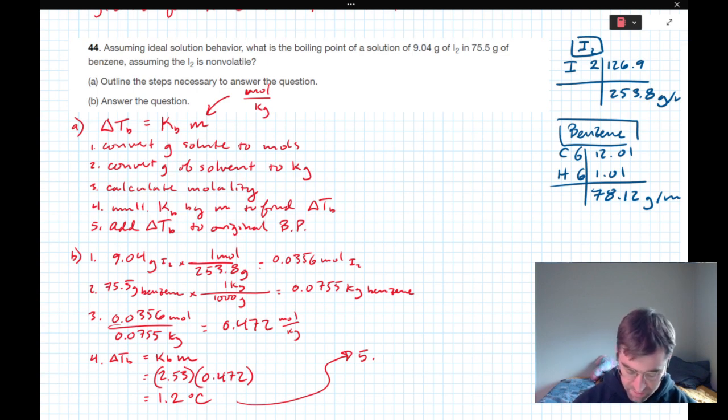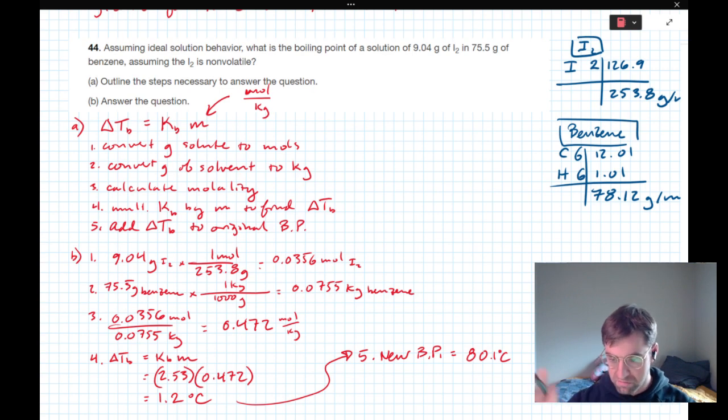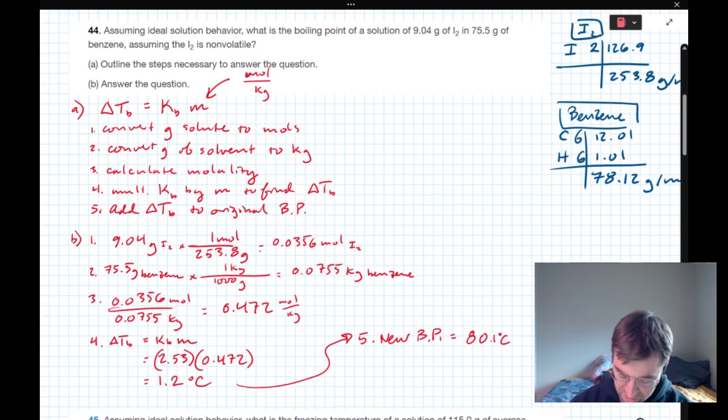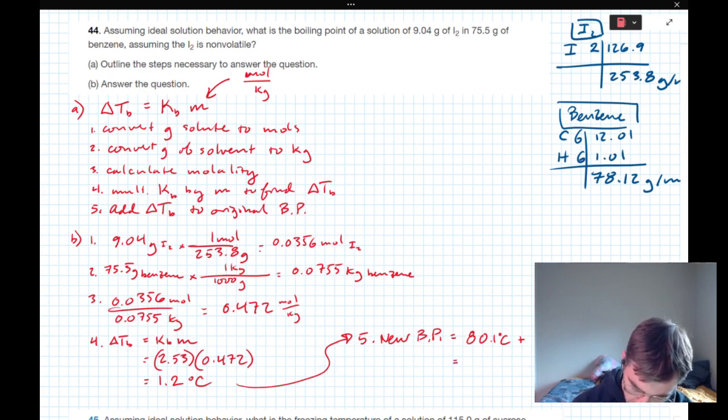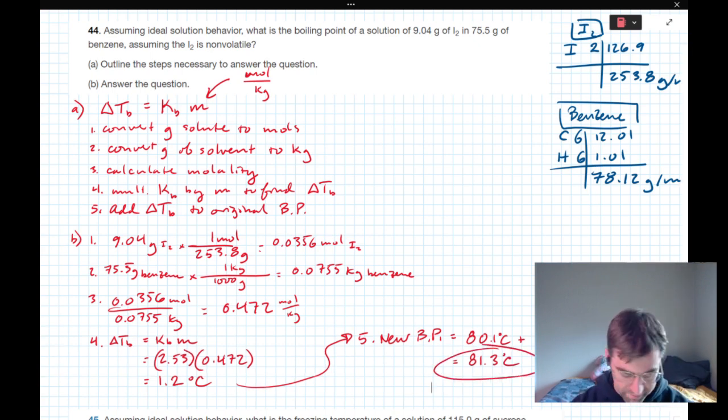So our new boiling point equals the boiling point of benzene, which is normally 80.1 degrees Celsius. You'll notice we're not dealing with any changes in pressure, so we don't have to worry about that. We can just assume standard temperature and pressure. So 80.1 degrees Celsius plus, we calculated, 1.2 equals 81.3 degrees Celsius. And that is our answer.